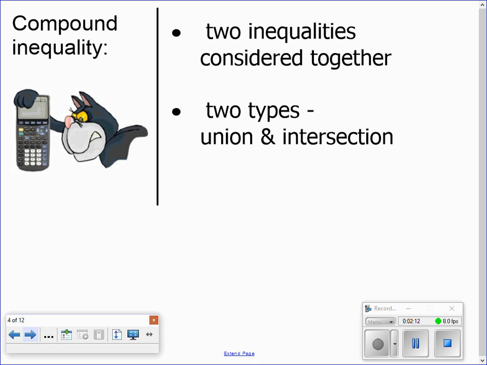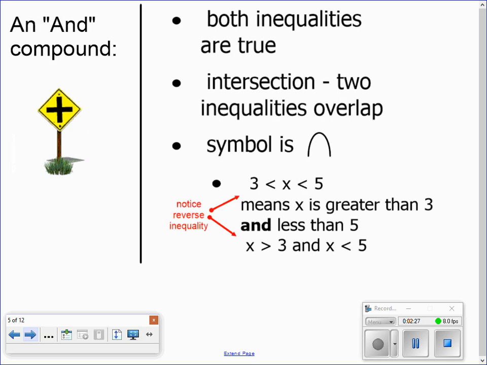So a compound inequality is when we consider two inequalities together. We're looking at two inequalities and we're considering their solutions together. There are two types of compound inequalities. Those two types are called union and intersection. The intersection inequality would be the "and" compound. This is when your solution has to be in both of your inequalities. So both of the inequalities must be true in order for you to have a solution here.